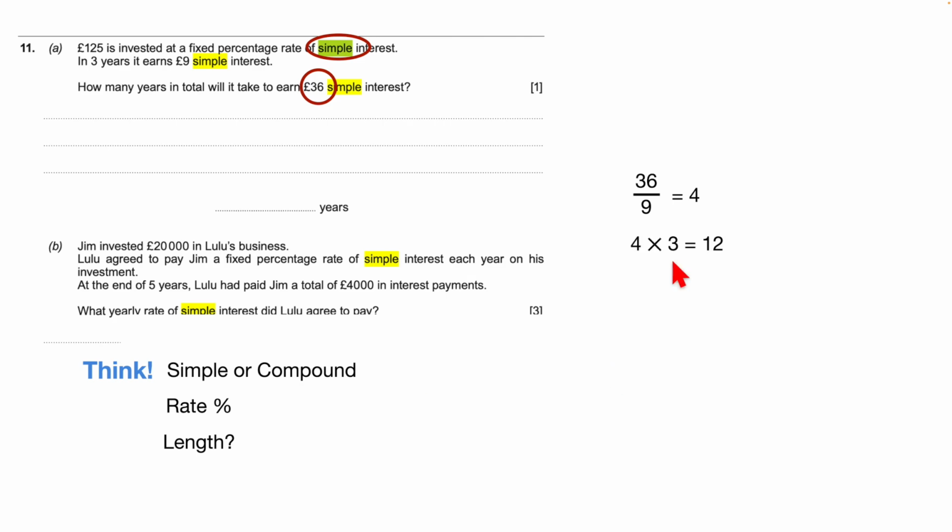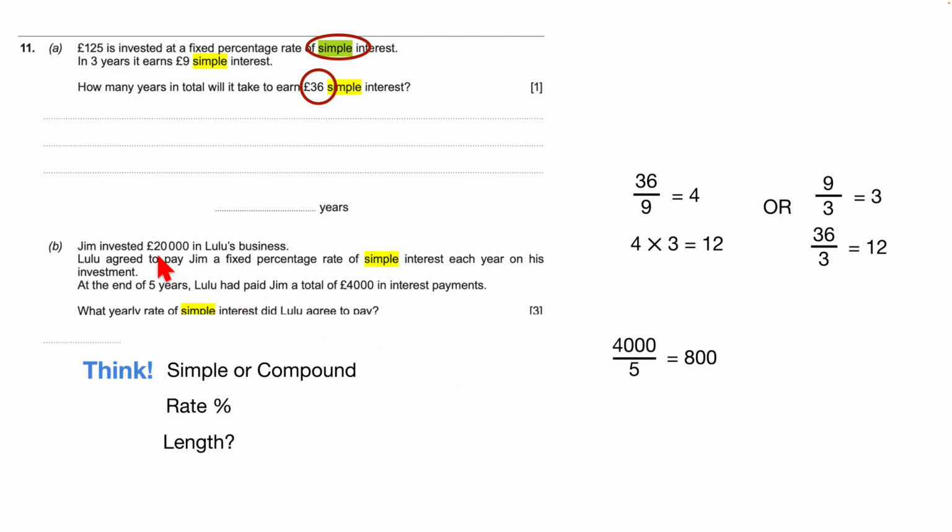In 3 years, I've made 9, so 4 times 3 equals 12. And after I'd done that, I realised maybe this wasn't the most obvious way of doing it. We've earned £9 in 3 years, so every year we've earned £3. I want to make £36, so I need to hold it for 36 divided by 3, 12 years. However you do it, it's now done. It's 12 years.